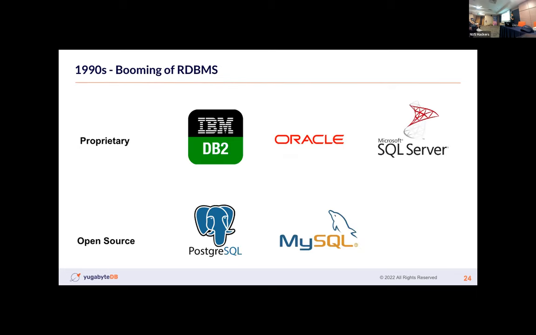Then in the 1990s, that's the booming of the relational databases. I think some of these logos may be very familiar to you, like Postgres or MySQL. These two are open source databases. Of course, they have enterprise versions, but they started with open source. You can download and use it, right? I think you may already use it in some of your school projects. And on the top, you've heard of it but never used it, right? Those are the proprietary databases, like IBM DB2, Oracle, and SQL Server. They are stable, and at the same time, they are super expensive.